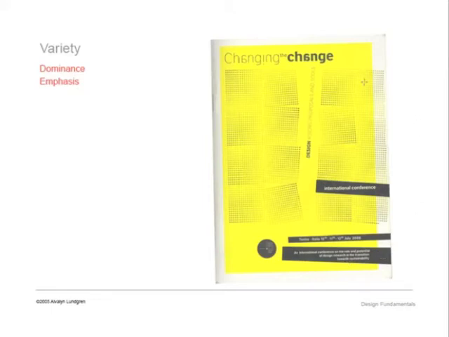So the type is not dominant. The rectilinear shapes in the circle are not dominant. These elements are emphatic. What is dominant is the yellow and the screen shapes. So again, it's a matter of quantity or greater proportion that makes something dominant.